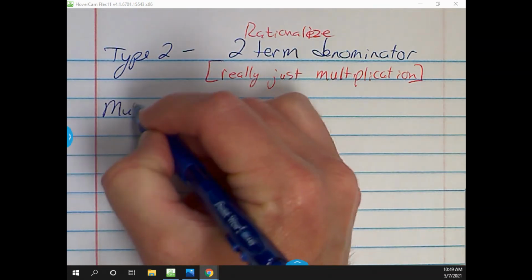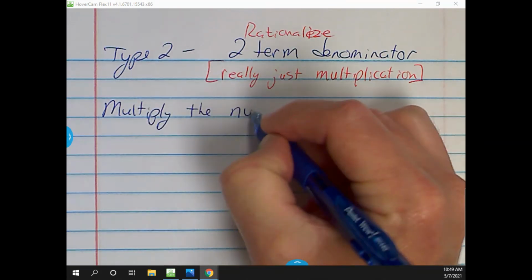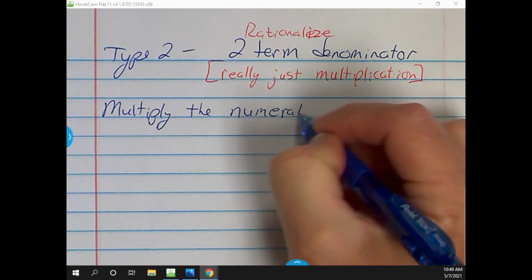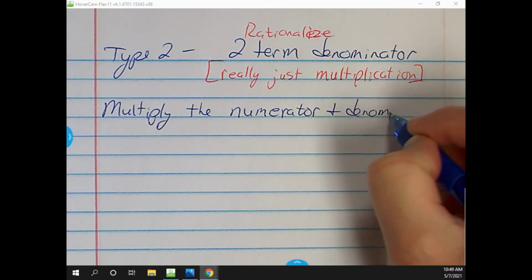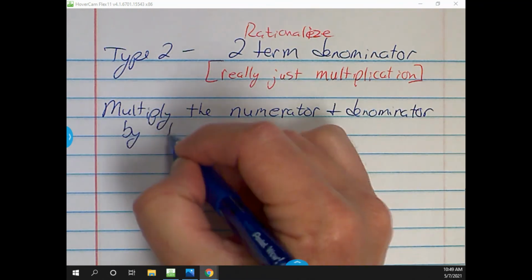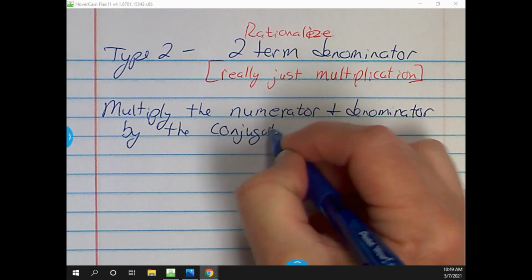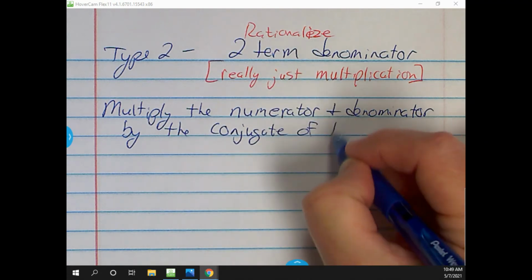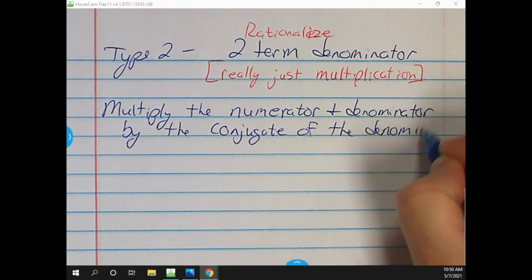You're going to multiply the numerator and the denominator by the conjugate of the denominator.